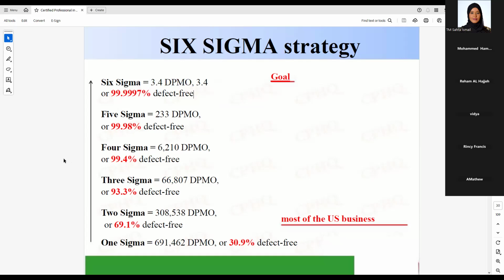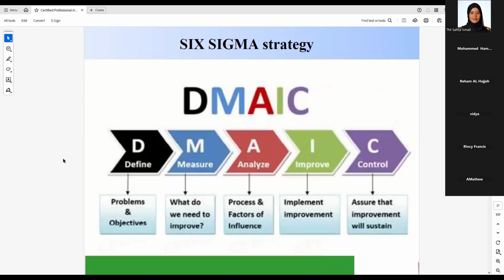Okay. Now moving on. So for the Six Sigma strategy, they use the DMAIC methodology. DMAIC: D is for define. So define the problem, define the objectives of the improvement. What do you want to do? M is for measure. Now, what do we need to improve?